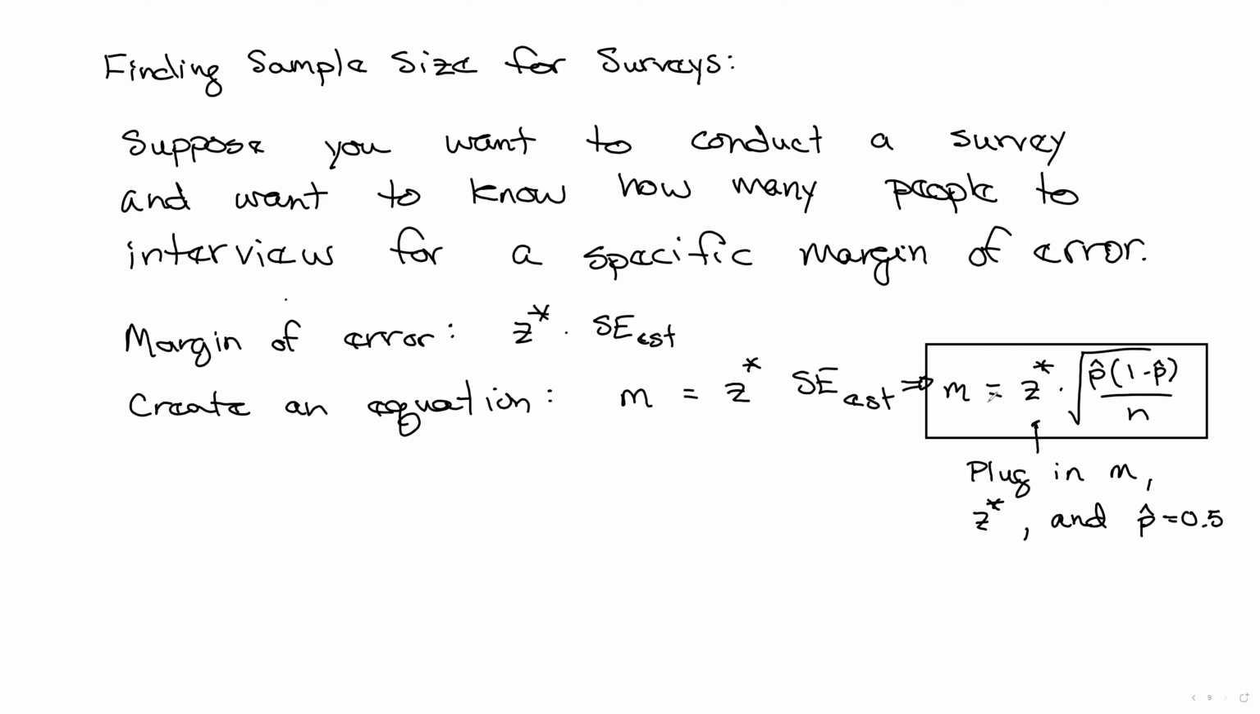So if you plug in the margin of error that you want, so if you're doing a survey and you want 3%, you put 3% here. You plug in the confidence level that you want. So if you want 95%, which is normal, you put that here. You put the Z score for that here, and then finally you put p hat here.